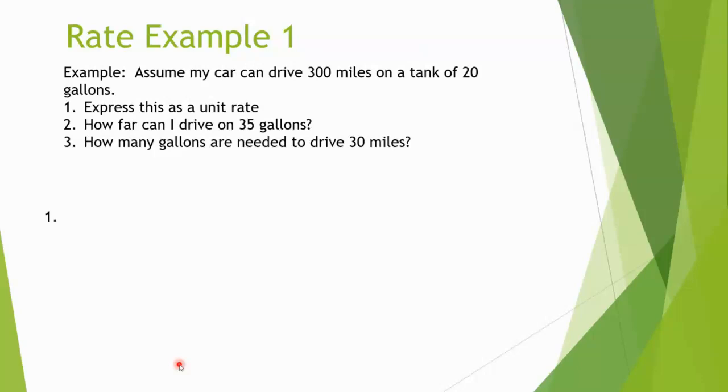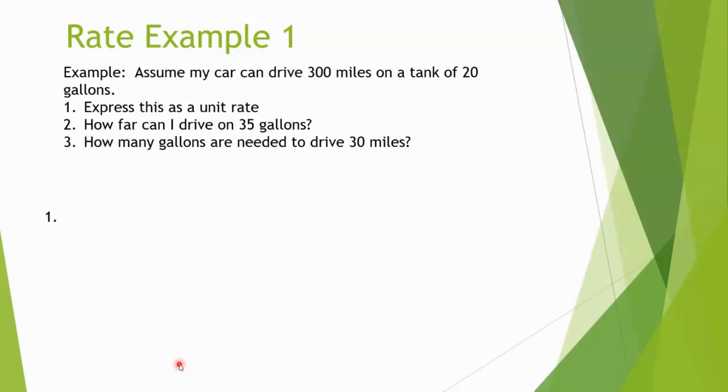Example we actually did last time, but again, what I'm going to do now is show you how to solve it using proportions. The first one I'll do again just for fun. We're assuming that our car is able to drive 300 miles on a tank of 20 gallons. That's what we're assuming.